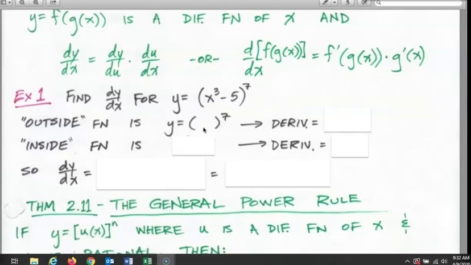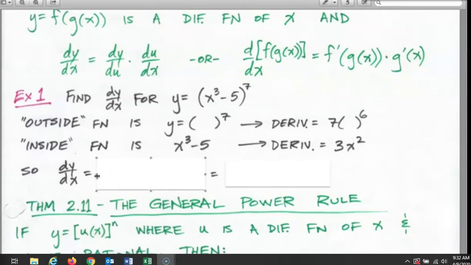Forget about what's inside here. How do you take the derivative of anything to the 7th power? Well, you move the 7 in front and you raise it to the 6th power. The inside function would be whatever's inside there. In this case, it is x cubed minus 5. What's the derivative of this? You got it. It is 3x squared.